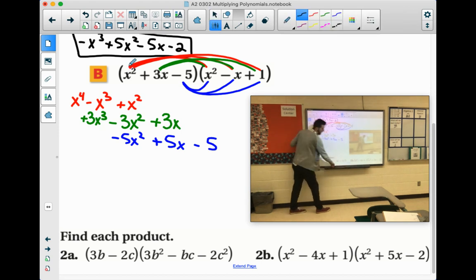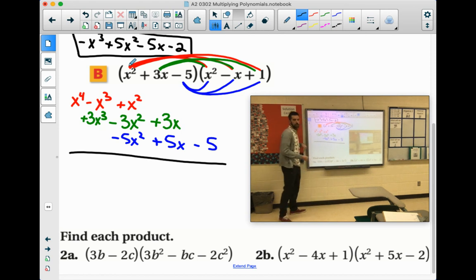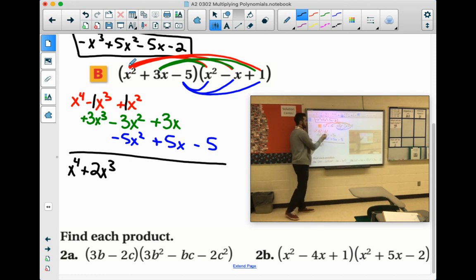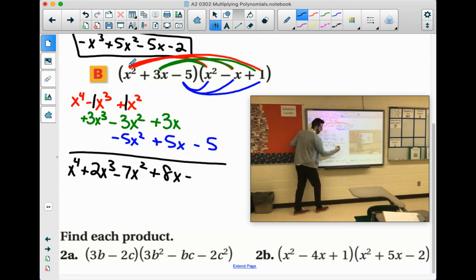Now this one, we already have our highest degrees first. So when we just take everything straight down, it'll be in standard form. We have the x to the fourth, just bring it down. -1 x to the third plus 3 would be +2x to the third. We have +1 minus 3 is -2, minus 5 is -7x squared. 3x plus 5x is 8x. And then we just bring down our -5.